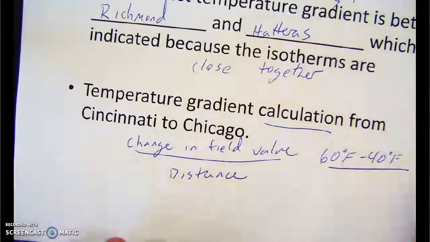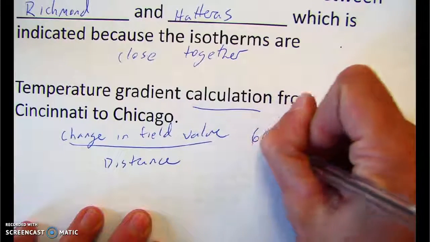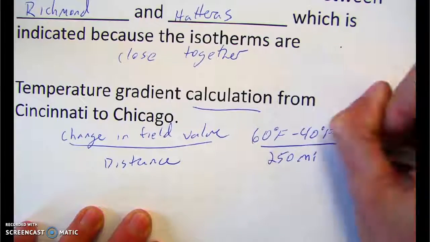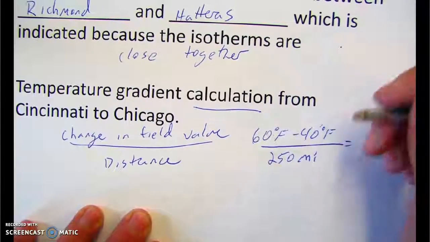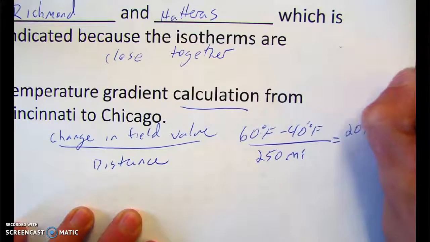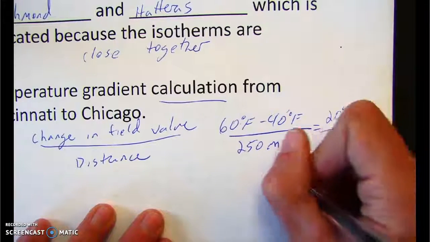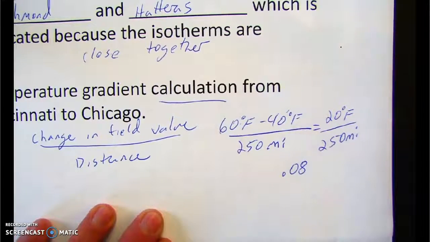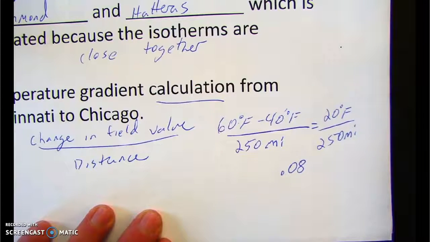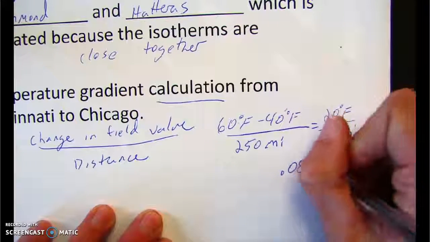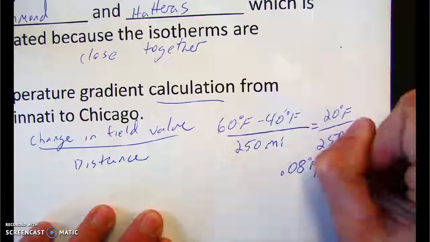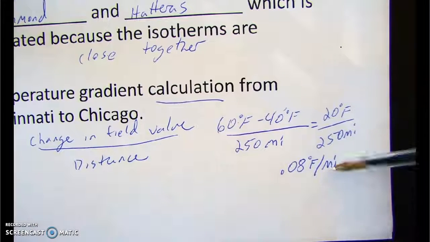And if I go to get my gradient, now I'm going to put 250 miles down here. And when I subtract, of course, I get 20. And then I divide by 250, well, 20 degrees Fahrenheit divided by 250 miles. When I divide, I get 0.08. And now we run into the problem of the units. What would the unit be? Well, we have Fahrenheit up here. We have miles here. So I'm going to do degrees Fahrenheit per mile. And this means that if you got in your car and drove a mile, every mile you drove, the temperature would change by 0.08 degrees Fahrenheit.